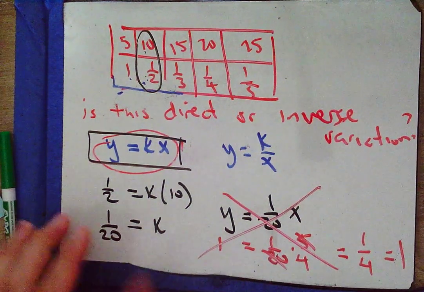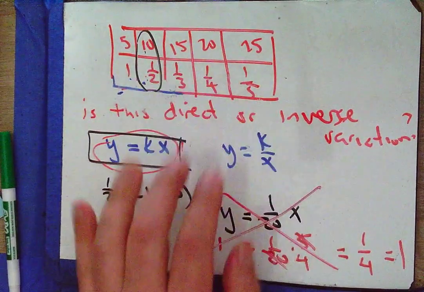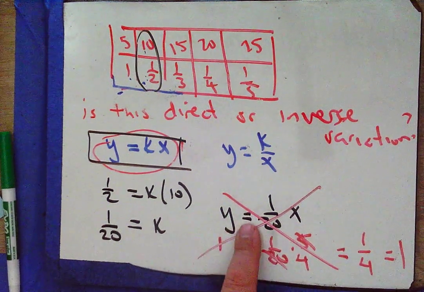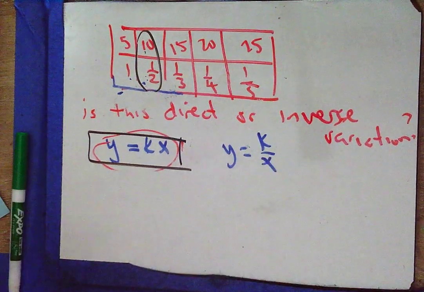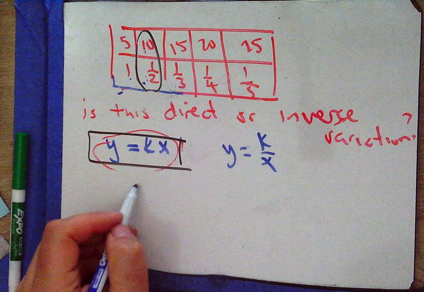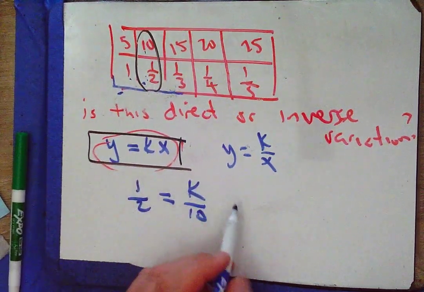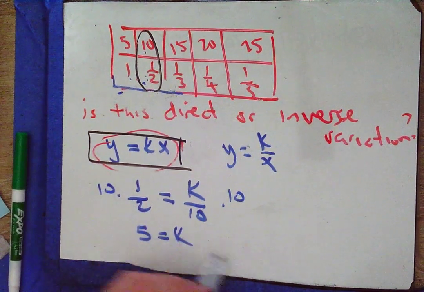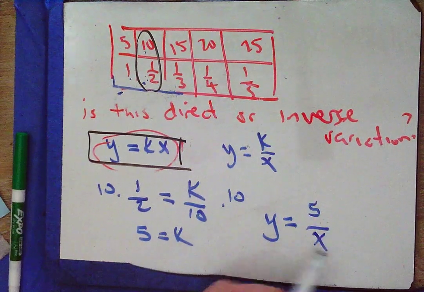Even though it's the model I built with an ordered pair from here, if all the other ordered pairs don't work in this model, i.e. the stuff on the left is equal to the stuff on the right, then that's not the model. So what would it have looked like if I had picked inverse? Well, I'd have 1/2 equals k/10. I would multiply both sides by 10. I would get 5 equals k. So I'd have y equals 5/x.